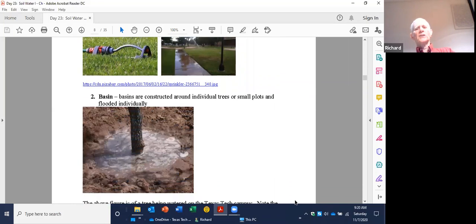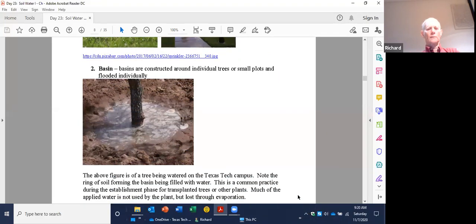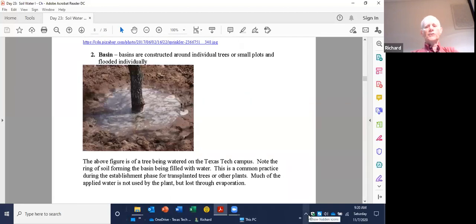Basins are individually constructed around individual trees or small plots, and they're flooded individually. The above figure is a tree being watered on the Texas Tech campus. Note the ring of soil forming the basin being filled with water. This is a common practice during the establishment phase for transplanted trees or other plants. Much of the applied water is not used by the plant, but lost by evaporation from the water surface or deep drainage below the tree roots.